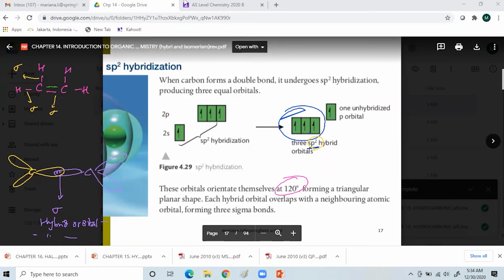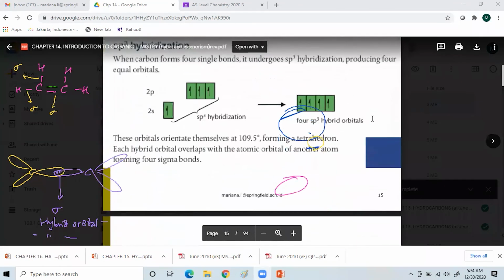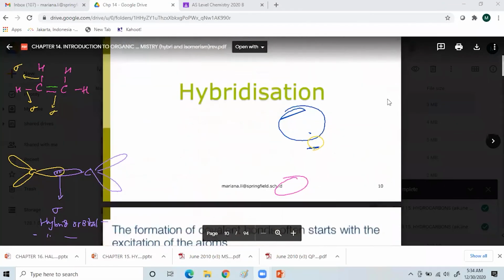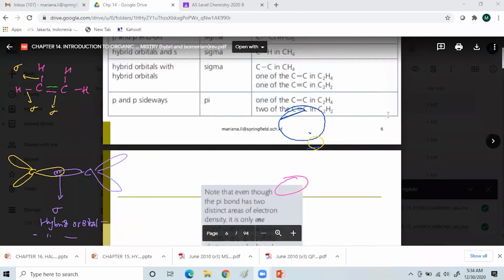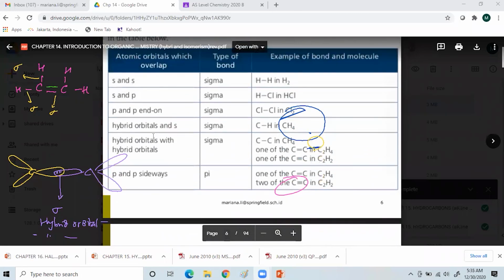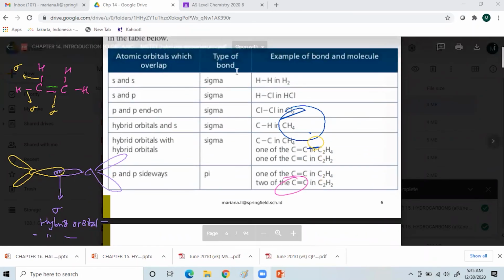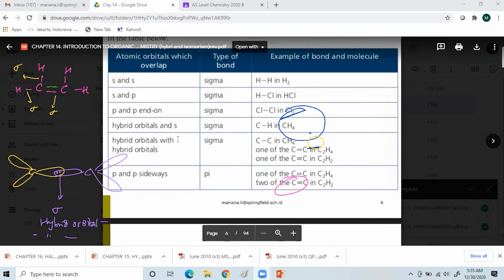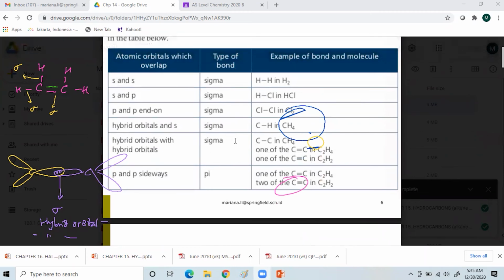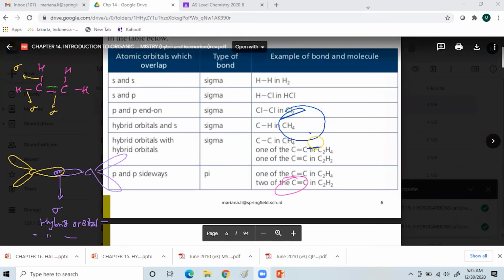Let me scroll this for you. So atomic orbitals overlap between hybrid and hybrid to form a sigma bond. This point: hybrid orbital with hybrid orbital.